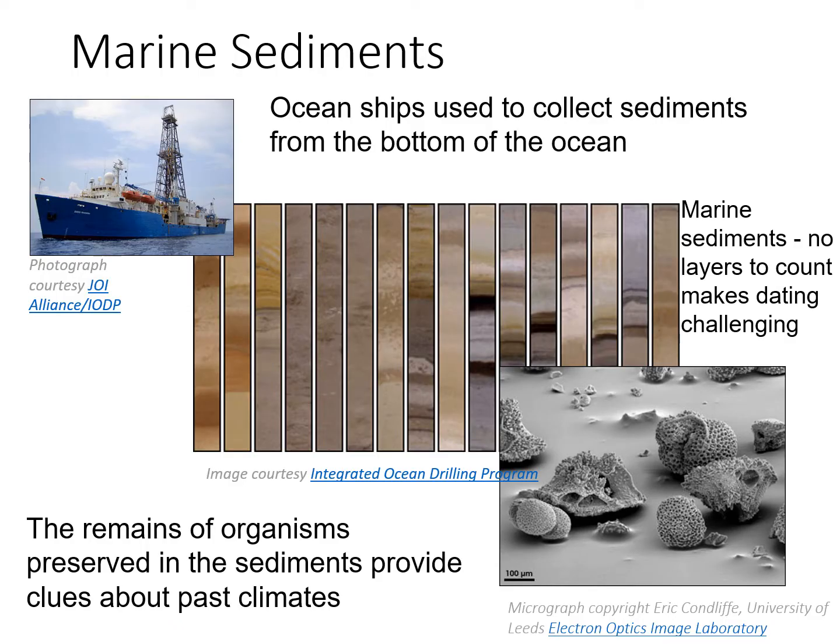Ocean ships are used to collect sediment archives from the ocean floor. These records can be hundreds of meters and millions of years long. Preserved in marine sediments are many proxies, including foraminifera. Foraminifera, shown here, are microscopic organisms living in the ocean that have a shell composed of calcium carbonate. Like oxygen isotopes in ice core water, oxygen isotopes in the calcium carbonate of the forams can be used to reconstruct past climates.